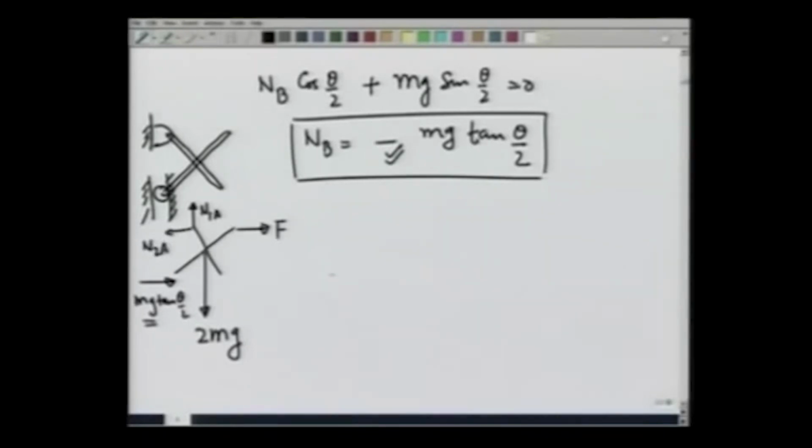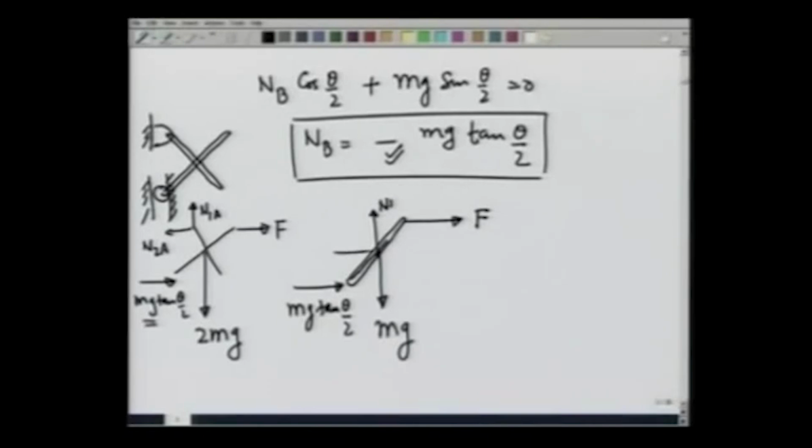Now to calculate F, I look at one of the rods individually, this one. Here is a force F pulling it this way, its own weight mg pulling it down. There is a normal reaction here which we have just calculated, mg tangent theta by 2, and now there are going to be normal forces due to the pin out here. Let us call this N1 and N2.